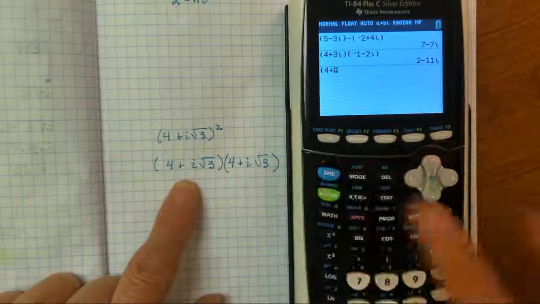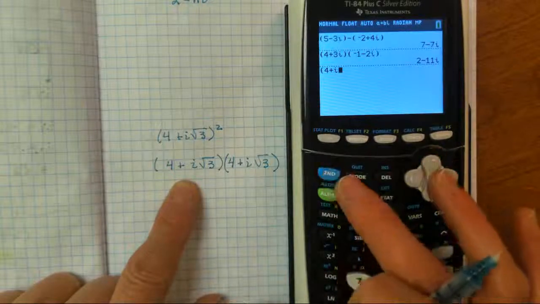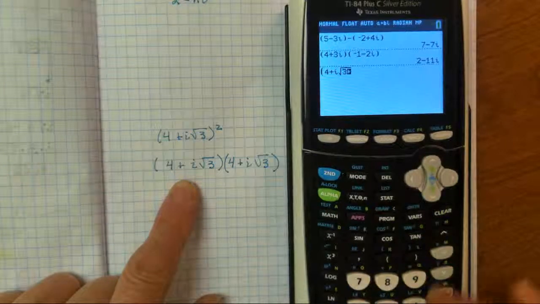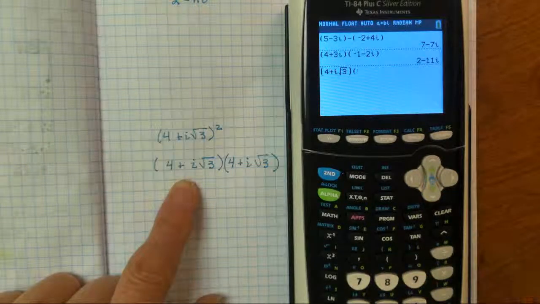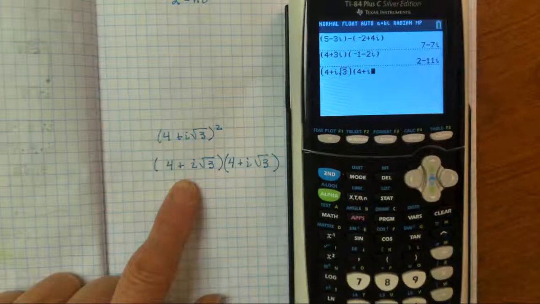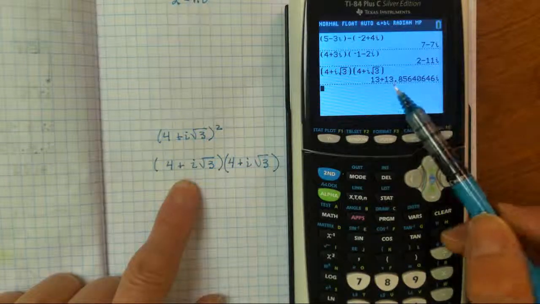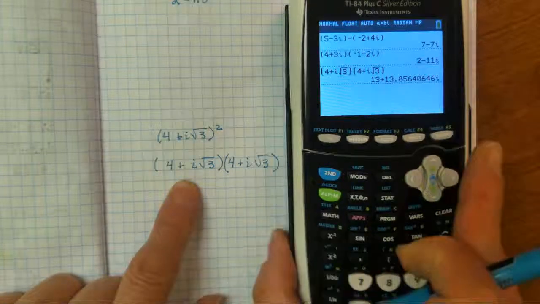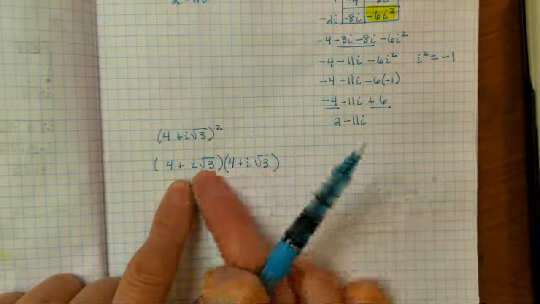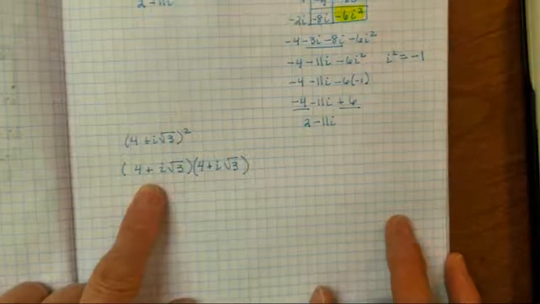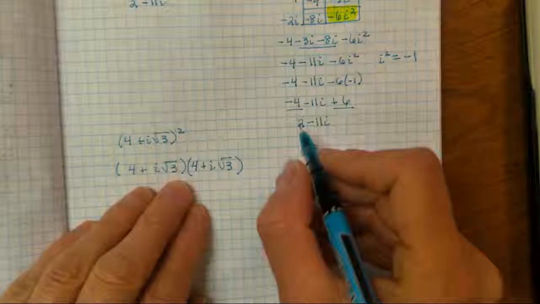4 plus i square root of 3 times, well, I could actually just square it, right? But I'll go ahead and do it this way. 4 plus i square root of 3. Okay. So when I do that, you see I get this big ugly number here. I don't want that. This is an approximation. So whenever we have something that looks like this, I probably need to do it longhand. So let's just do this longhand.